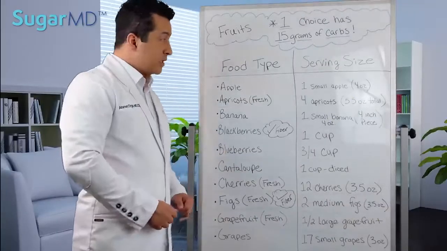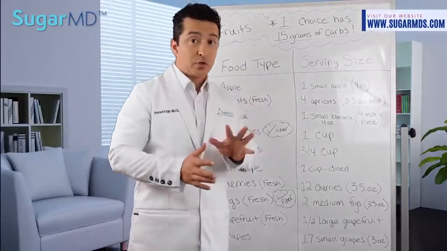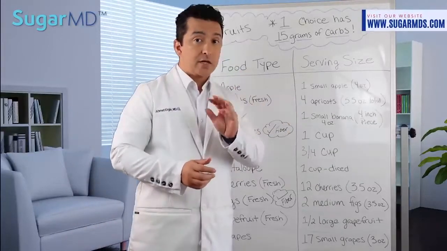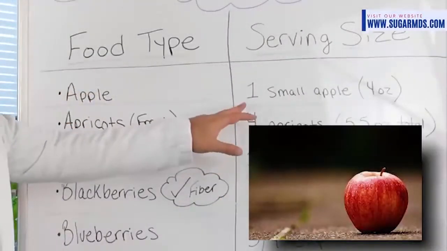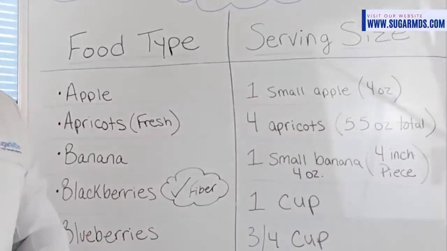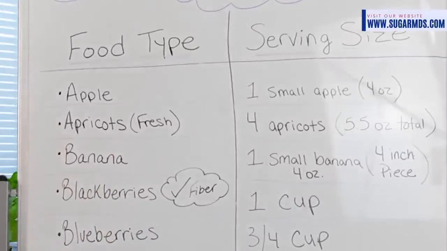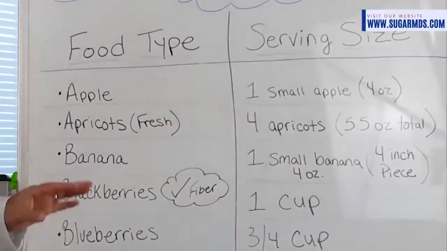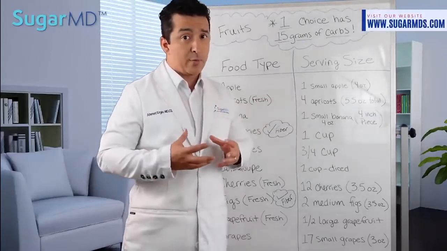Okay guys, so let's talk about the fruits. Okay, so the fruits. Again, we're talking about one serving size being 15 grams. The apples are one small apple. One small apple is 15 grams. What does it mean? A medium apple is 30 grams, a large apple is 45. So just keep that in mind. All the apples are very good, but if you go for a really big apple, you're looking for a lot of carbs. So don't complain if your blood sugar goes up because you ate an apple that is huge.